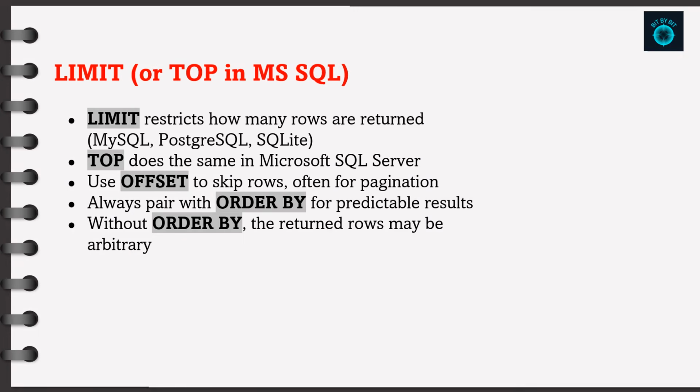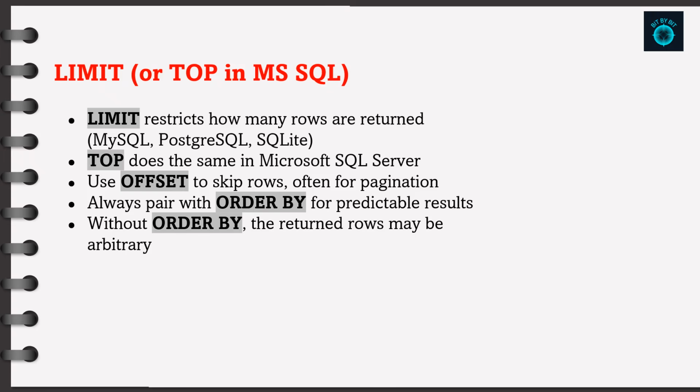Limit or top in MS SQL. LIMIT and TOP let you ask for only a few rows instead of the full table. LIMIT is used in MySQL and PostgreSQL. TOP is used in Microsoft SQL Server. OFFSET skips a number of rows and is useful for paging results.